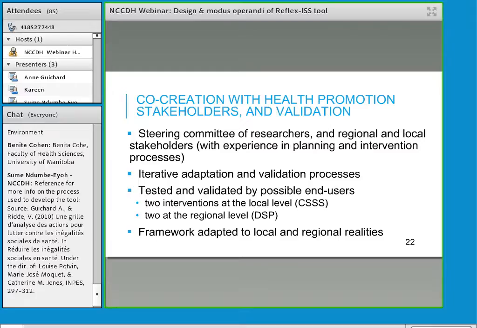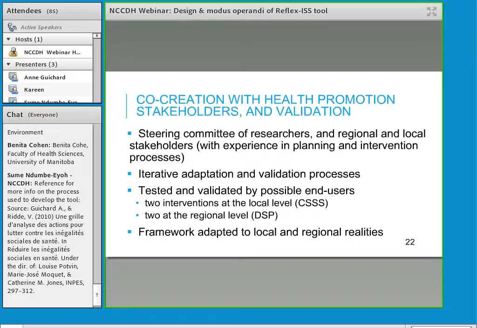Based on these results, a steering committee composed of researchers and regional, local, and health promotion practitioners worked to iteratively adapt and validate the tool. During this process, we tried to simplify the language while identifying and removing items that were too similar or overlapping. We also focused on the tool's format and design.